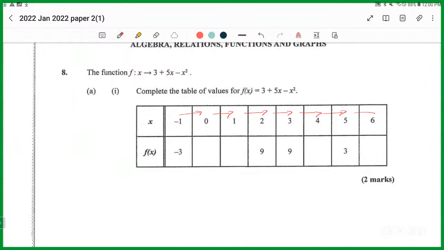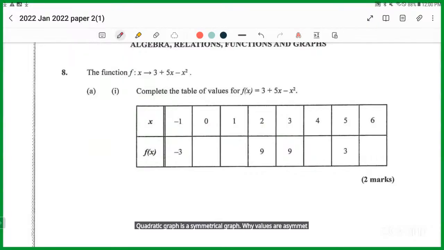from value to value. So you see, they're all going up by 1. Negative 1, go by 1 to 0, go by 1 to 1, go by 1 to 2, then 3, then 4, then 5, then 6. The quadratic graph is a symmetrical graph. The y values are symmetrical about a line of symmetry.